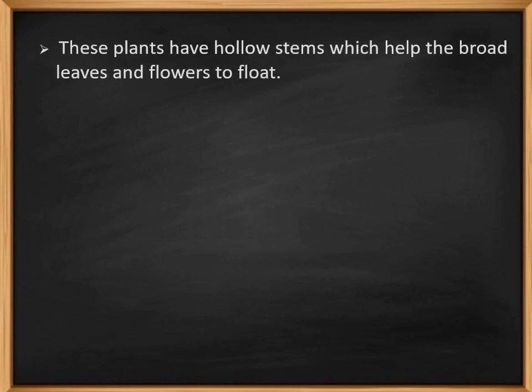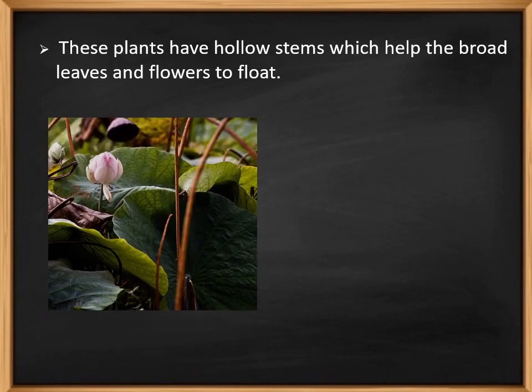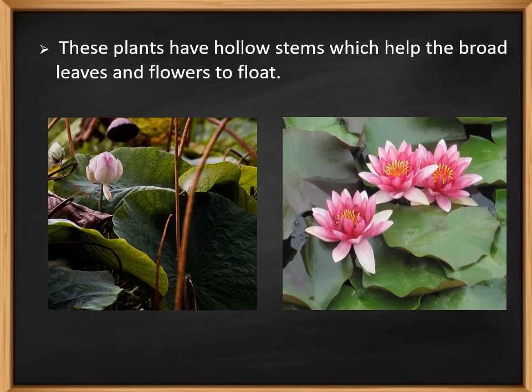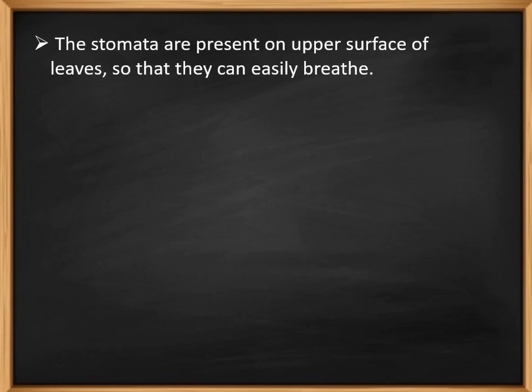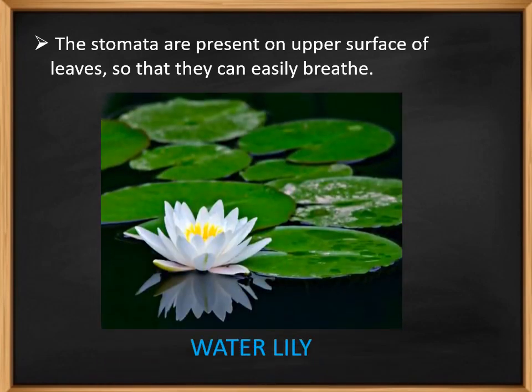Do you know how the stems of such fixed plants are? These plants have hollow stems which help the broad leaves and flowers to float in water. You must have seen lotus plants growing in ponds and lakes. How are the stomata of such fixed plants? The stomata are present on the upper surface of the leaves so that they can breathe easily. And as an example here you can see water lily.